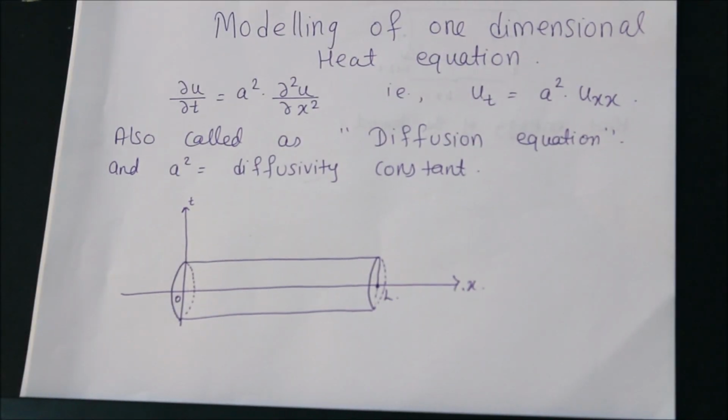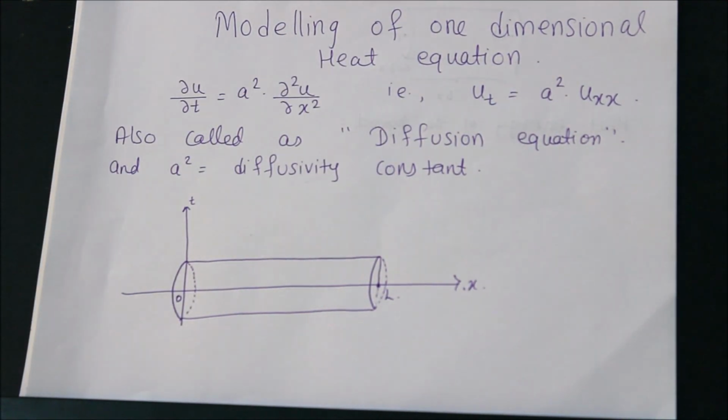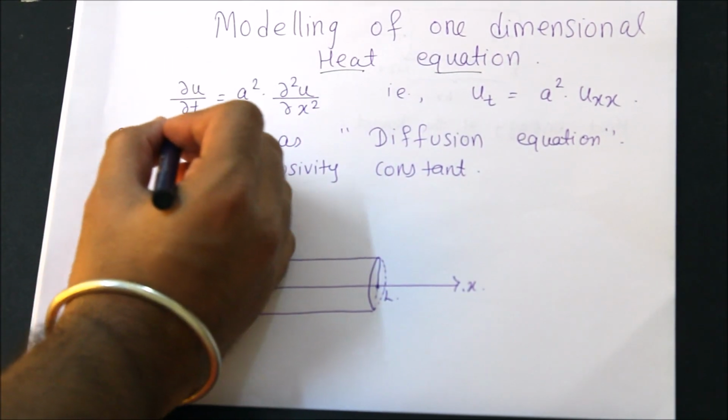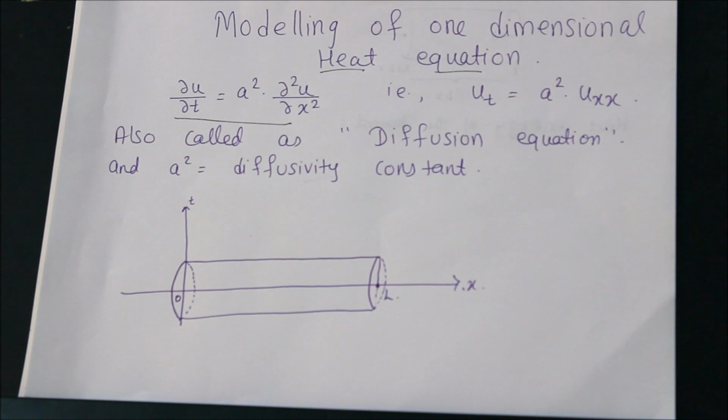Hello everyone. So today we are going to discuss modeling of the one-dimensional heat equation. How is the heat equation given? The heat equation is given by this. It is nothing but ∂u/∂t equals a squared, where a squared is some constant, times ∂²u/∂x².